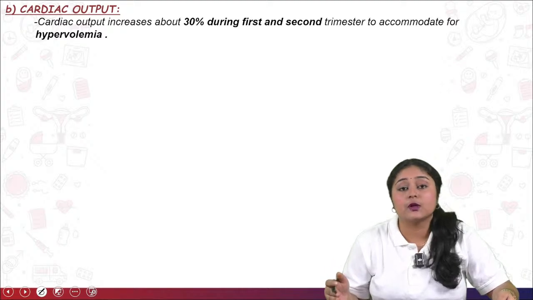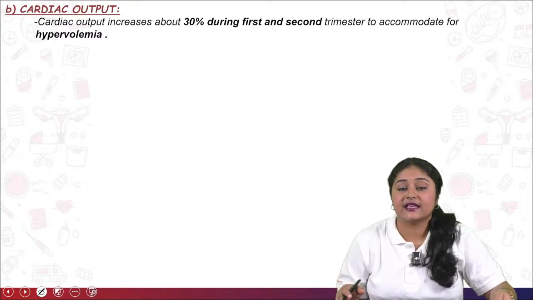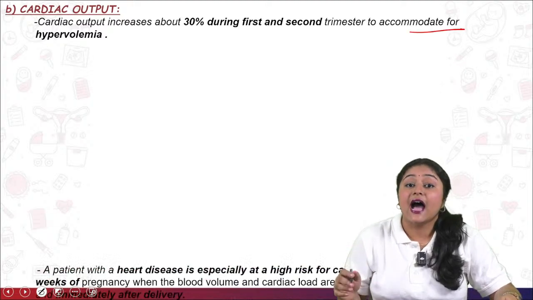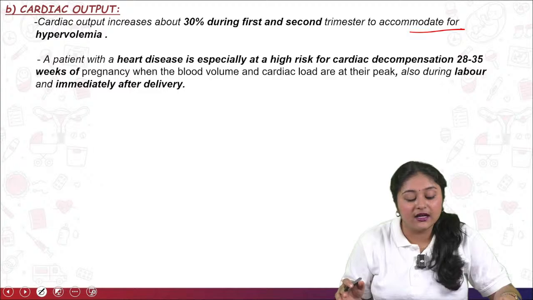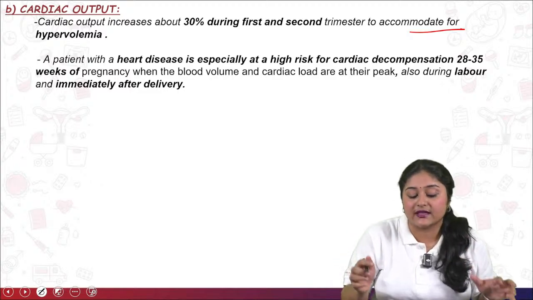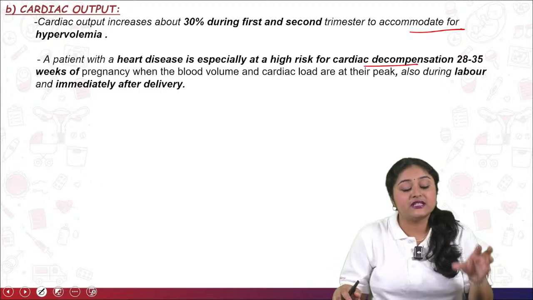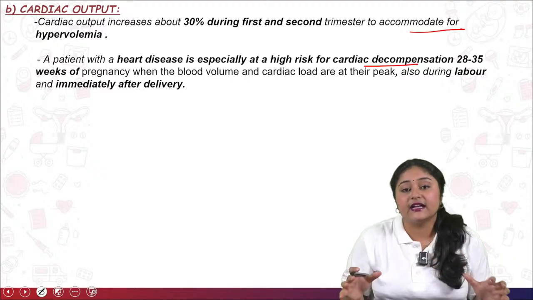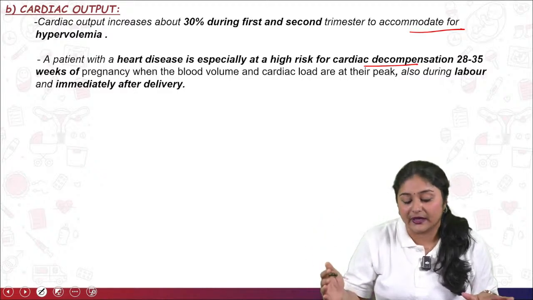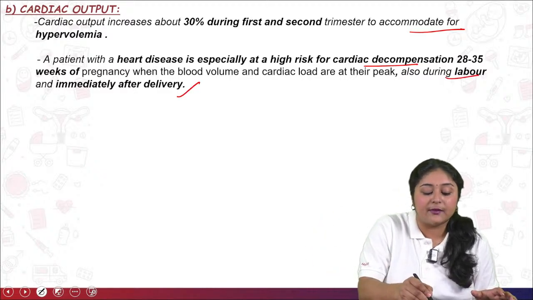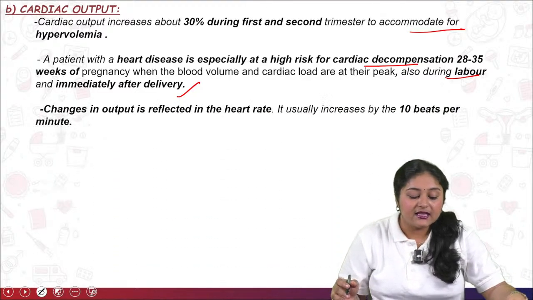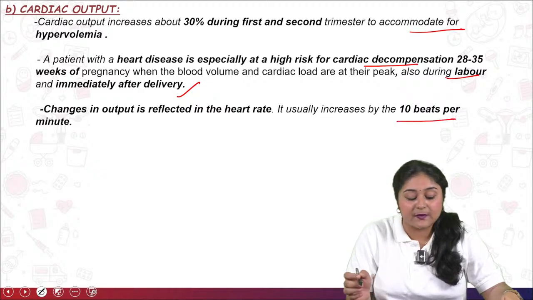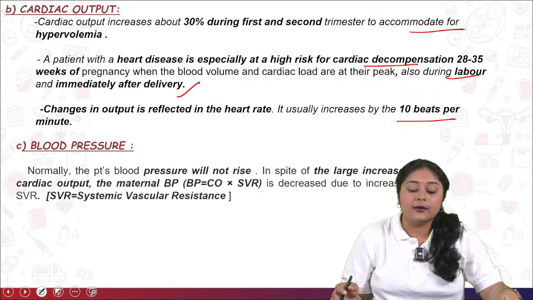Now come to the cardiac output. Cardiac output is going to increase by about 30%, especially in the first and second trimester, which is mainly helpful to accommodate for the hypovolemia. A patient with heart disease is at especially high risk of cardiac decompensation at 28 to 35 weeks of pregnancy, because the blood volume and cardiac load at that time are at peak level. Also during labor and immediately after delivery there is a chance. The change in output is reflected in the heart rate, which usually increases by 10 beats per minute.